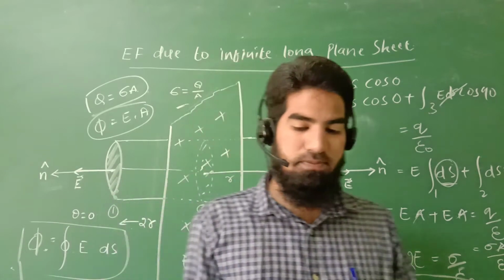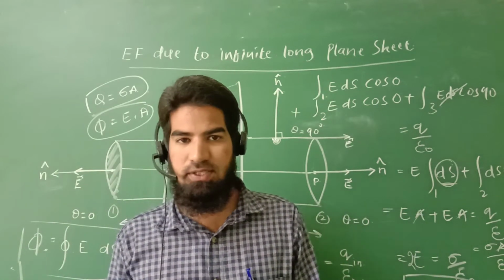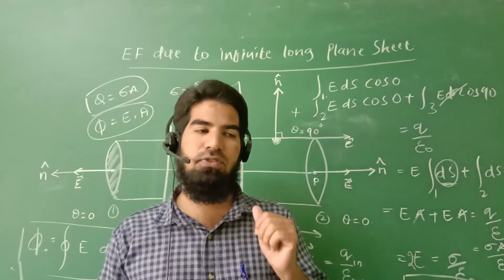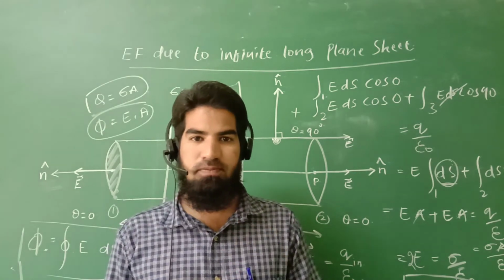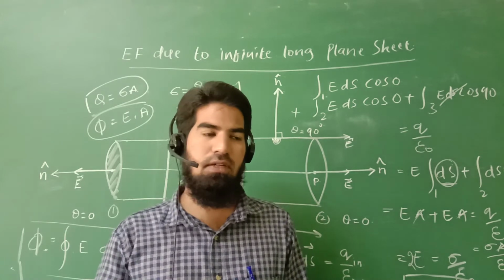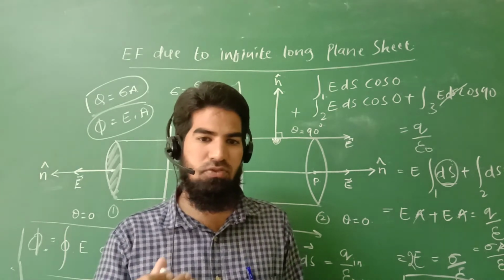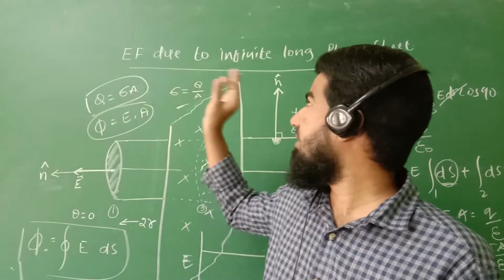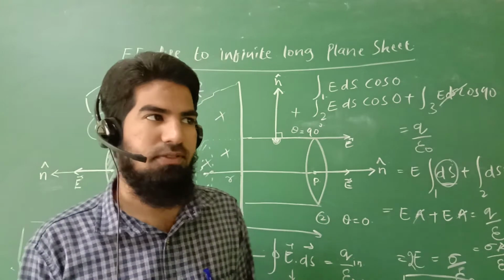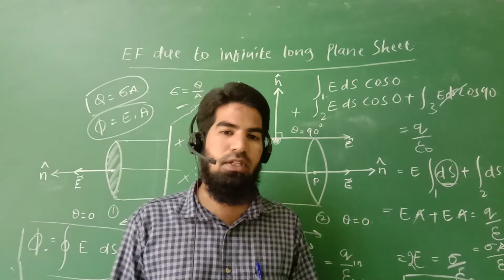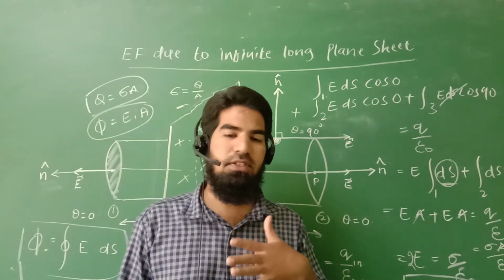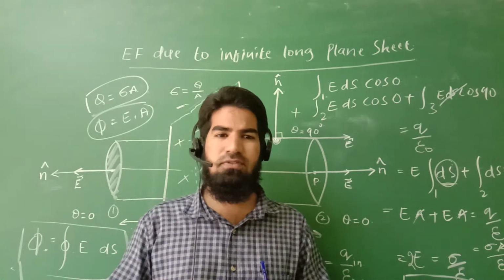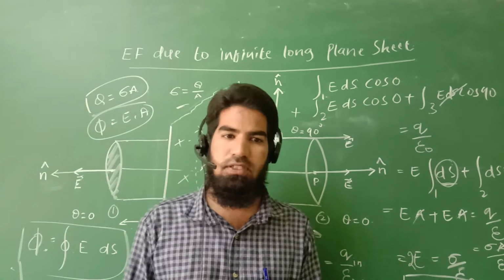While we are calculating the electric flux in a closed surface, at the same time we have also calculated the electric field. How are we calculating these electric fields? Today we will see it by the example of the electric field due to an infinite long plane sheet. There are many kinds of different charge distributions.